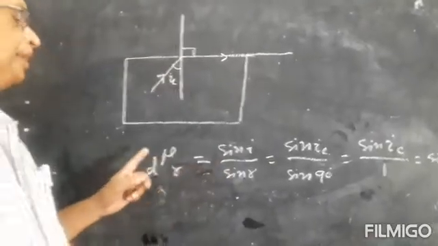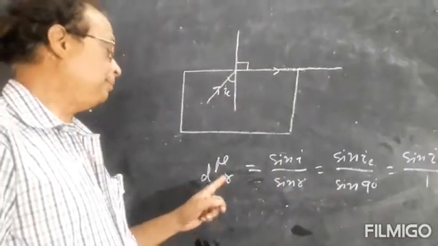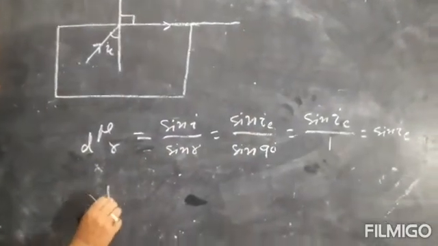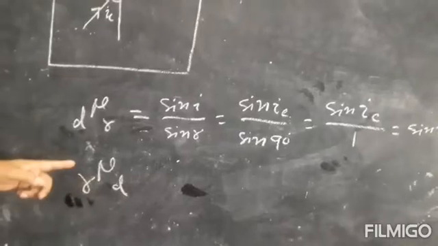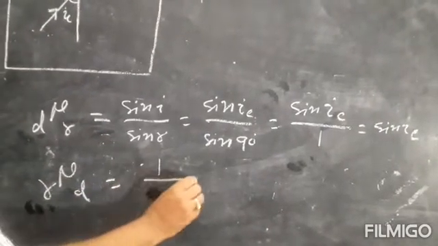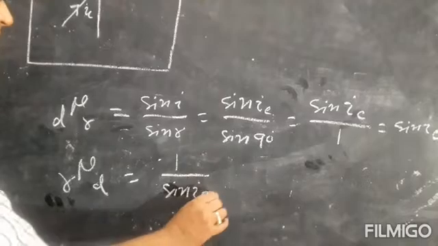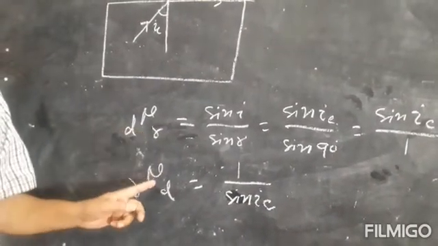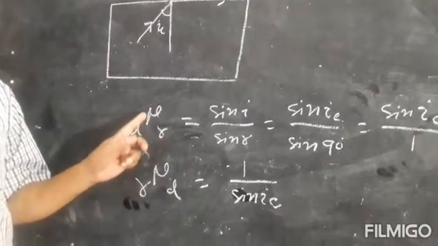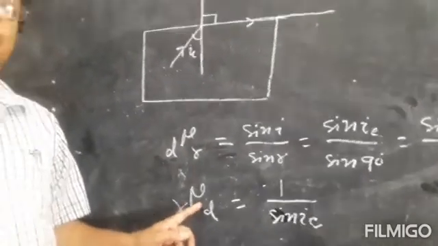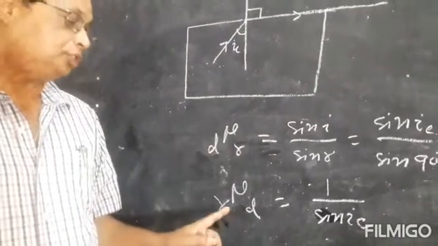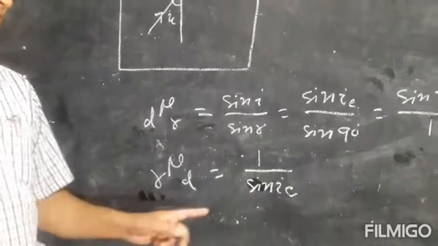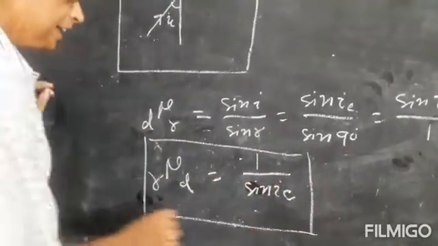So this is the relation between mu, the refractive index of rarer medium with respect to denser one, which is equal to sin IC. And if you want r mu d, the refractive index of denser medium with respect to rarer one, then it will be 1 by sin IC, because d mu r is equal to 1 by r mu d. D mu r and r mu d we have seen in the previous videos. The relation between d mu r and r mu d: one is the reciprocal of the other. So r mu d is equal to 1 by sin IC. Clear? So this is the relation between mu and critical angle.